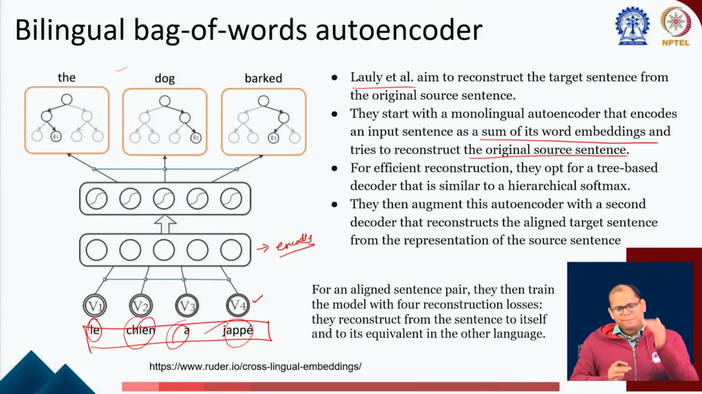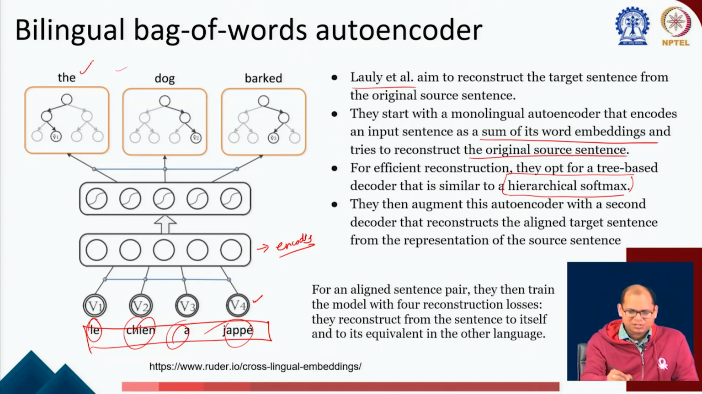So they did that, plus they made use of the parallel sentence. So you have this sentence also, and you can use this autoencoder to also decode the parallel sentence words. The decoder was hierarchical softmax, the one that we had discussed in the third lecture for this week. So they opt for a tree based decoder, that is hierarchical softmax. In the autoencoder they also augment with a second decoder that reconstructs the aligned target sentence. So they will now start reconstructing the target sentence words.